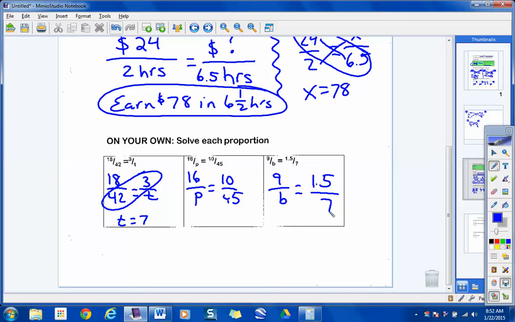So the two numbers that are across from each other, you cross multiply. 42 times 3. Okay, and then whatever that is, you divide by the last number that you didn't circle. Divide by your value. Make sense? Cross multiply, then divide.